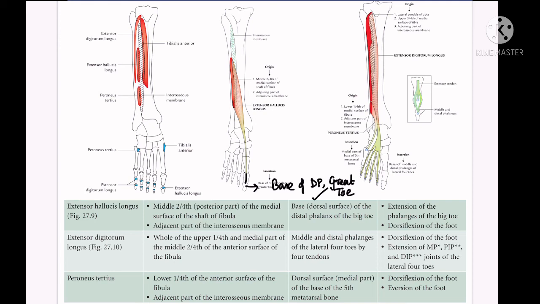That's why it is called extensor hallucis longus. Now coming to the peroneus tertius, it is inserted on the dorsal surface of the base of the fifth metatarsal. So here it goes, dorsal surface of the base of the fifth metatarsal.